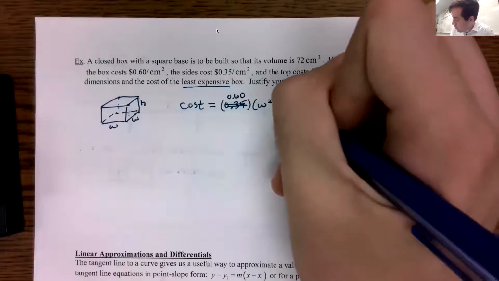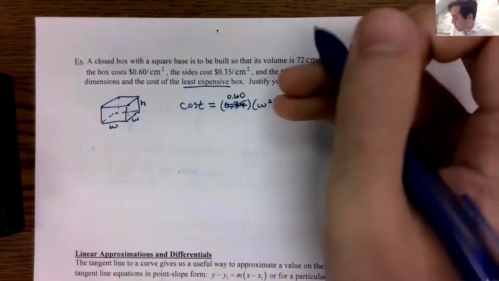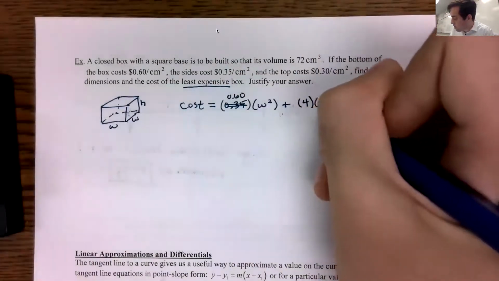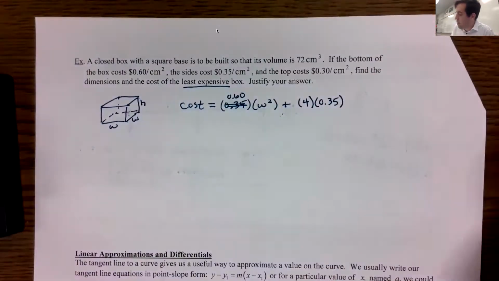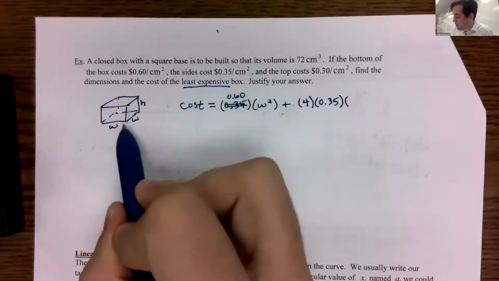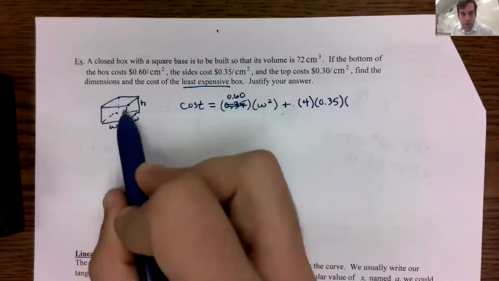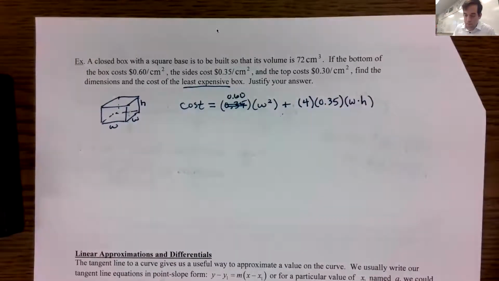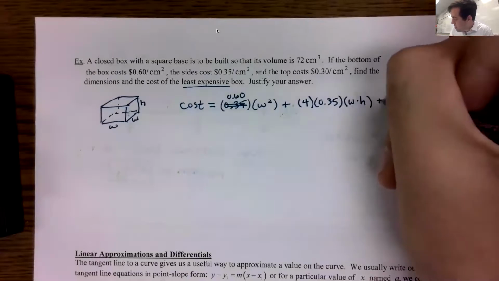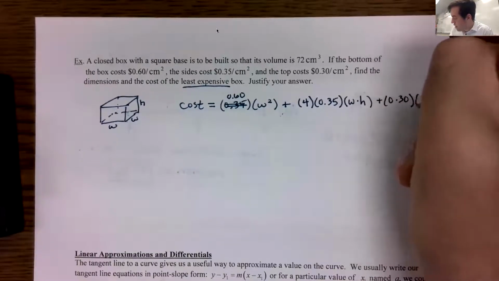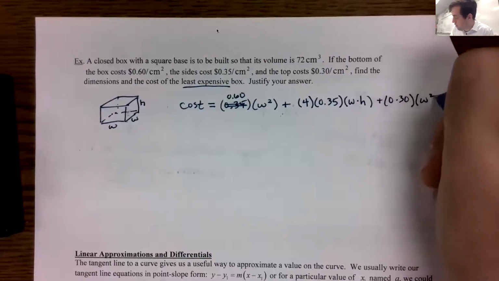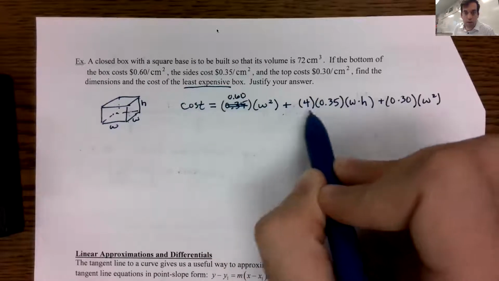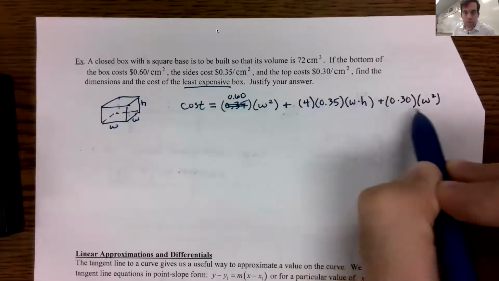For the sides, first of all, we have to think that there are 4 sides of our box. So we're going to multiply whatever we get by 4. The sides cost 0.35. And to get their dimensions, it's going to be the W times the H. So each side is W times H. You can go around our shape and see that. And then the top is going to be 30 cents times, again, W squared, because the top is still W times W. So we have 60 cents times W squared plus 4 times 35 cents times W times H plus 30 cents times W squared.